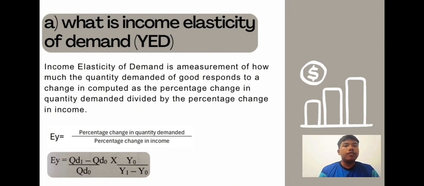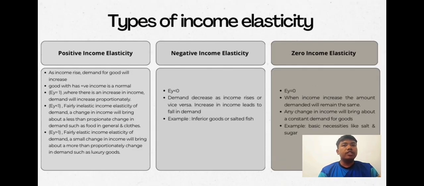We can find the YED value by using this formula at the slide. Okay, next we will go to the types of income elasticity. We have 3 types of income elasticity: the first is positive income, the second is negative income, and the last one is zero income.